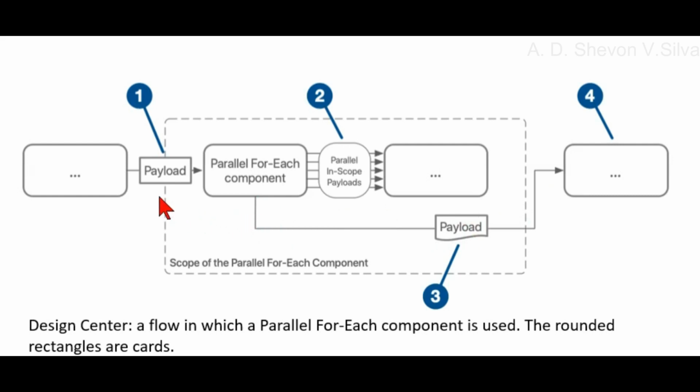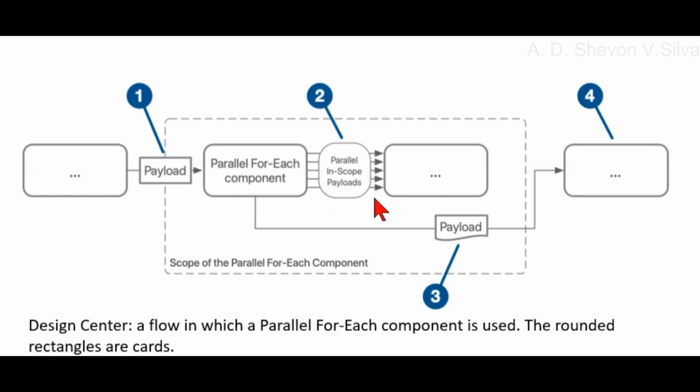A card passes a payload of a flow to the parallel for each component. The payload consists of a collection of elements. A parallel for each component divides the collection into separate elements. It sends elements simultaneously to the first component, connector or module that is in its scope. You can specify the maximum number of elements to process at a time.